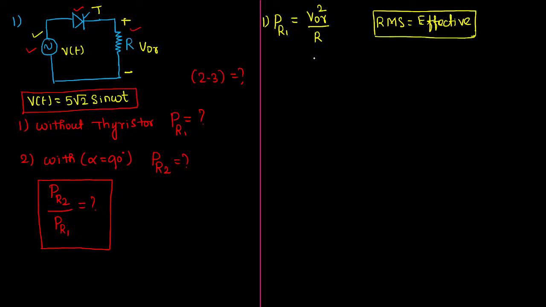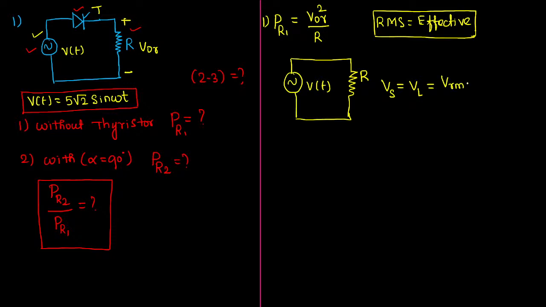Now without SCR, how do I calculate V0 RMS? Since there is no SCR, we have only the supply voltage and the resistor in our circuit. If you apply KVL, according to Kirchhoff's voltage law, the voltage supplied by the source equals the voltage absorbed by the load. Here only one load is there, simply one R, so the supply voltage is simply dropped across the load. But I need the RMS voltage.